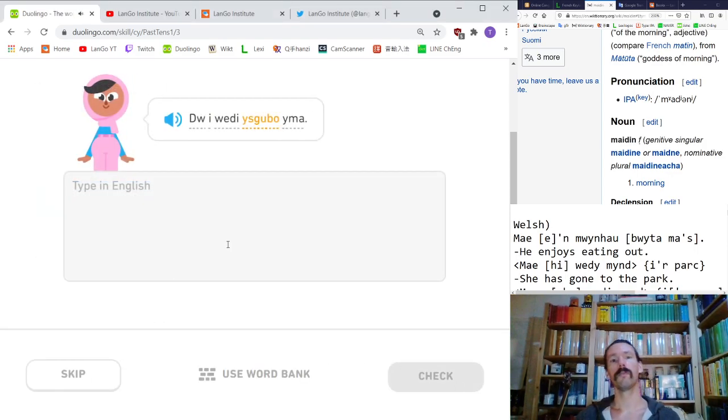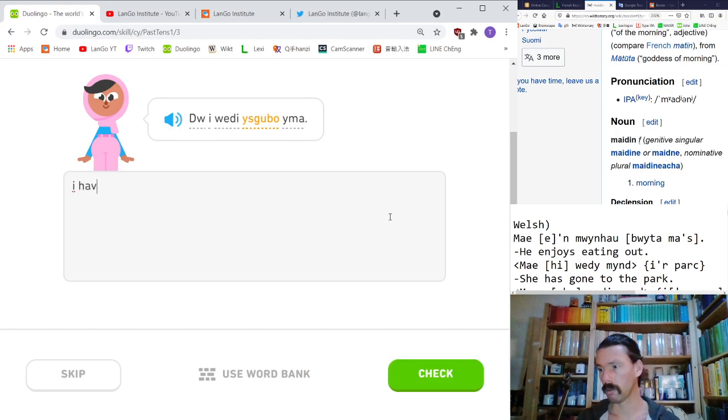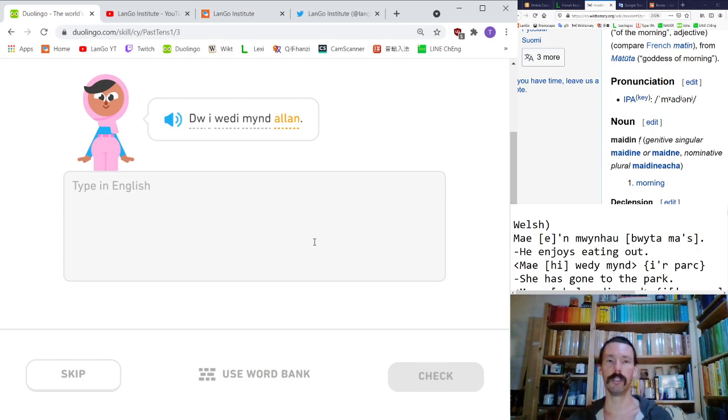Dwi wedi ysgubo yma. Ysgubo, swept. Yma, here. Similar to the Japanese word for now. I have swept here. Dwi wedi mynd allan. I have gone out. Allan, not the same out we just saw.